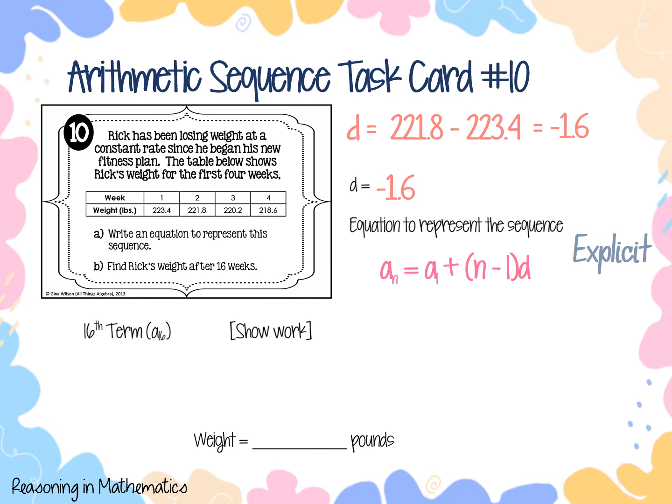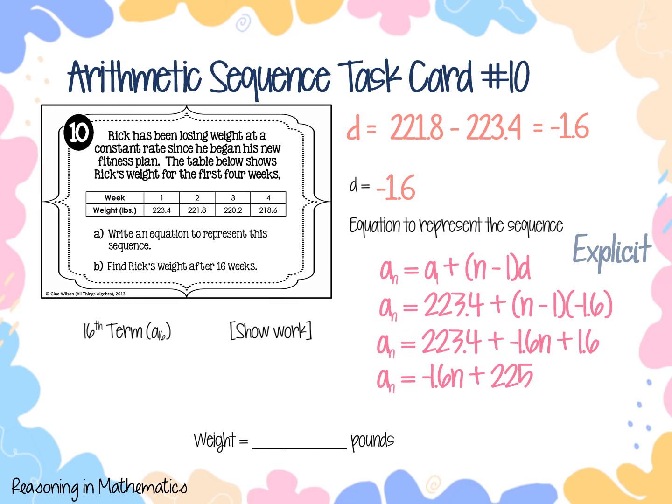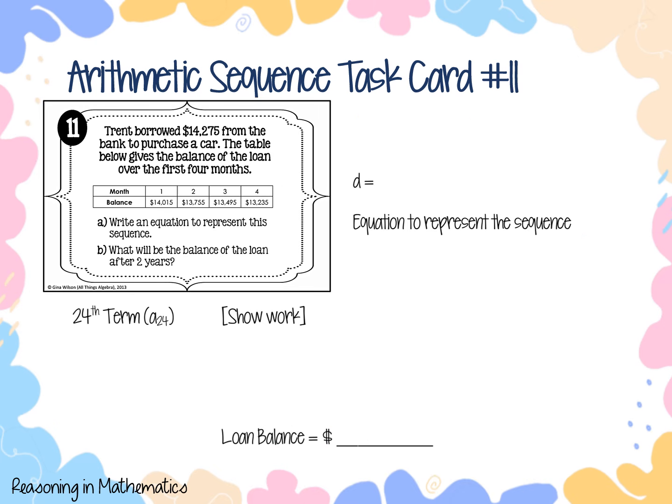Explicit formula. Let's plug in our initial value and our common difference. We are going to distribute that and simplify. So A sub n for any week, we could calculate this, is negative 1.6n plus 225. 16 weeks. Plug in 16, get the value, use your calculator, 199.4 pounds. 11, contextual again.